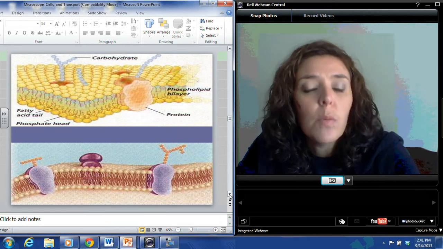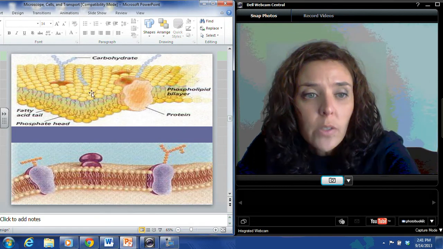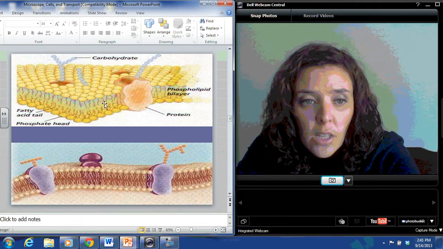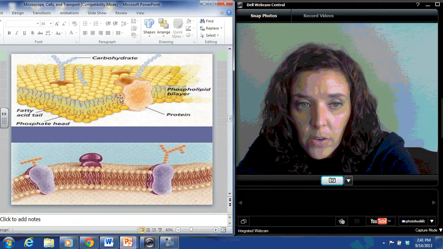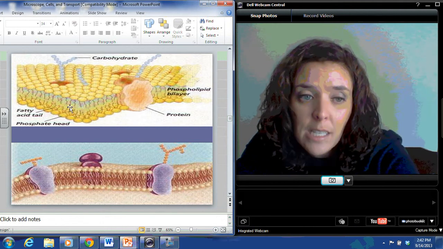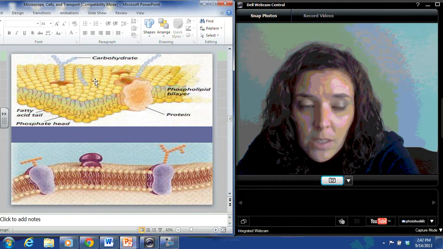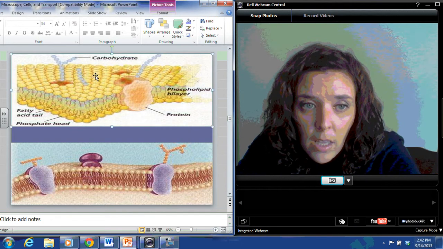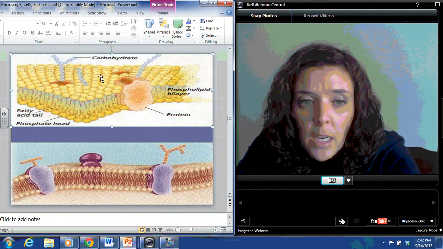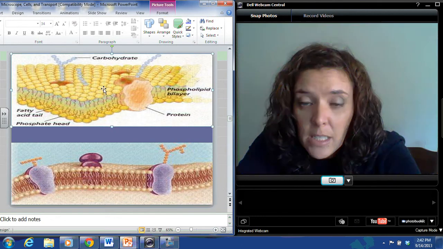All right, here's another picture. This is more symbolic of what it looks like. So all the yellow that you see are the phosphate heads, and then looking at a cross section, you can see the tails. But remember, I told you sometimes things need to go into the cell, but the membrane will not allow it. So things are trying to go in from the outside to the inside or from the inside to the outside. But sometimes it's not allowed.